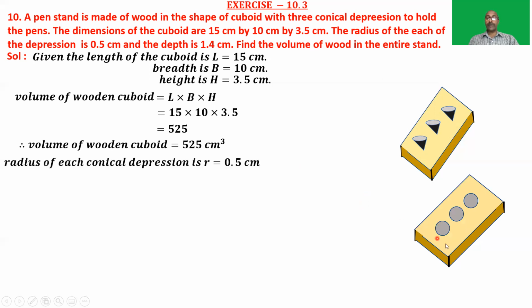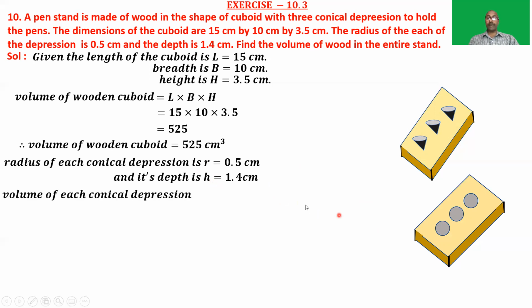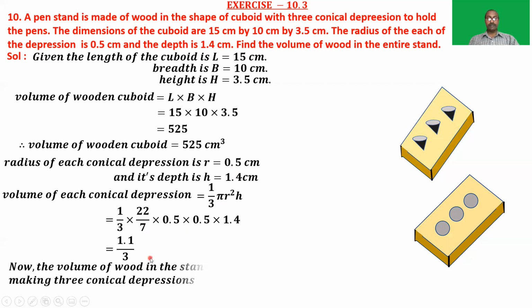Now, the radius of each conical depression is given by small r is equal to 0.5 centimeter and its depth, which we call height, is h is equal to 1.4 centimeters. Now, the volume of each conical depression is equal to 1 by 3 pi r square h. That is 1 by 3 into 22 by 7 into 0.5 into 0.5 into 1.4, which is equal to 1.1 by 3 cubic centimeter. So this is the volume of each conical depression.